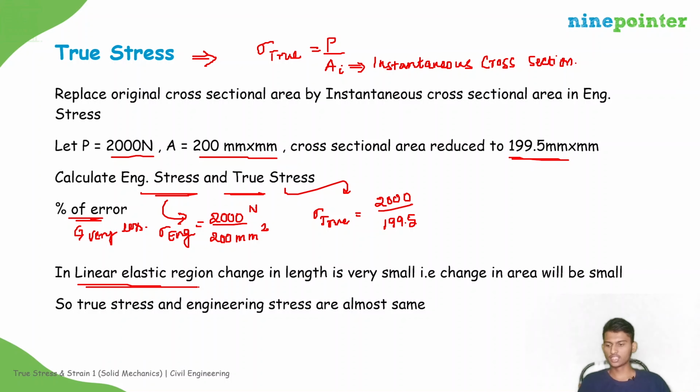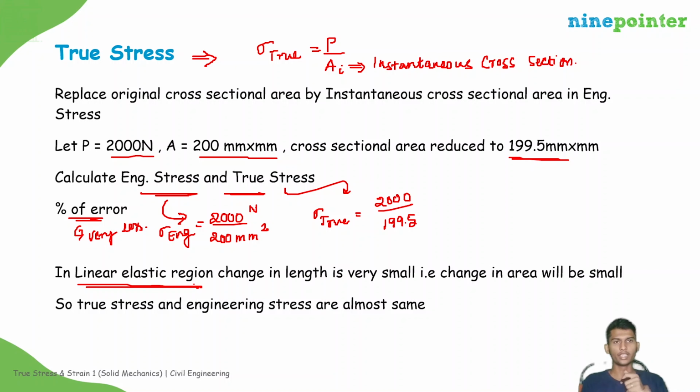In the linear elastic region, we already know that the strains and stresses are very small, right? Because of the strain only, there will be a change in the cross-sectional area. But the strain in the elastic region is very small, that we know. So the change in area will also be very small. Similarly, engineering stress and true stress are almost equal.